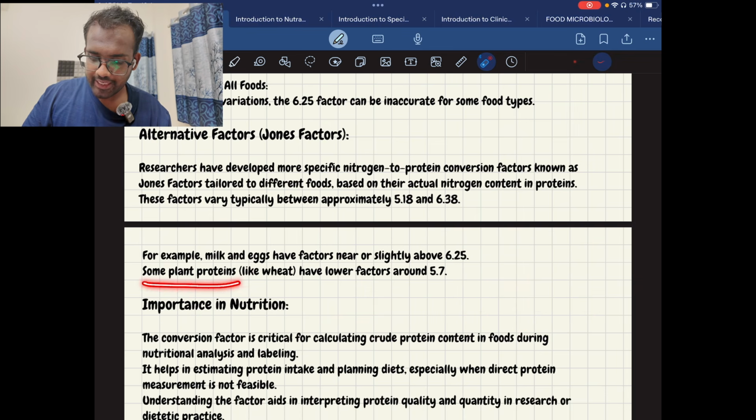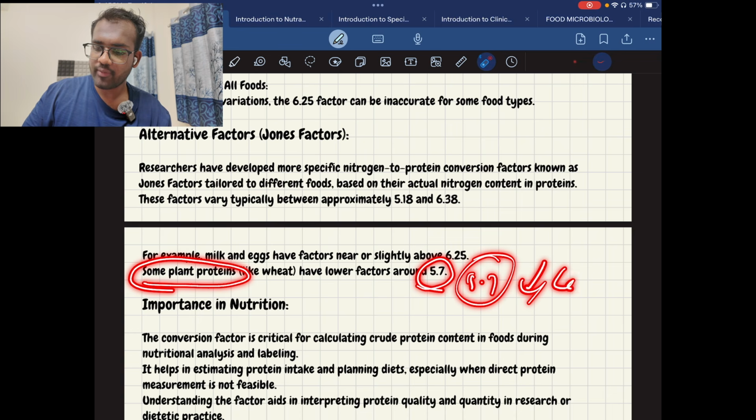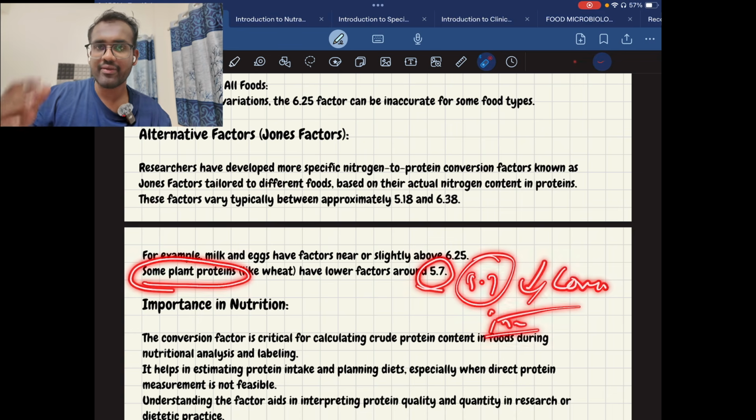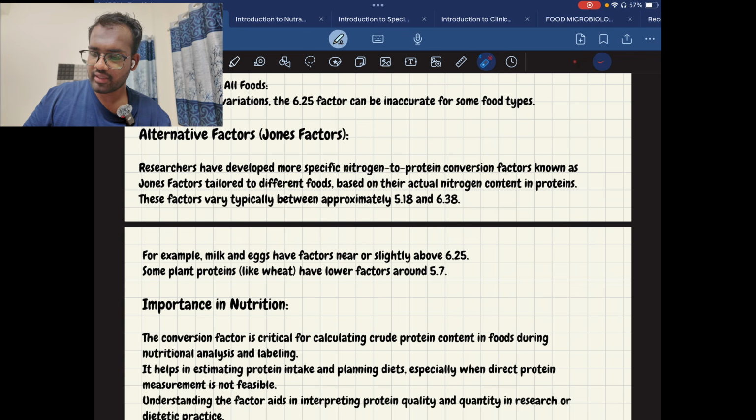And if you consume some plant protein, it contains 5.7, less than complete protein, so it is incomplete. The nitrogen levels are less. It comes under mostly 15% or 14%. Okay, in total 100% of nitrogen levels.